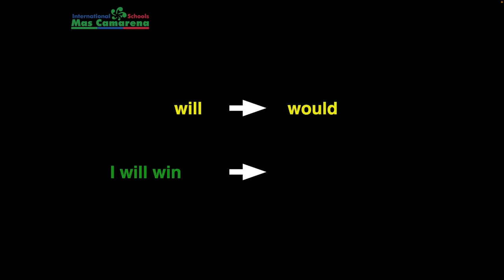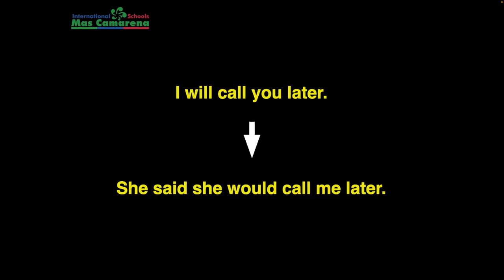Will becomes would. For example, "I will win" becomes "I would win." "I will call you later" becomes "she said she would call me later," or "he said he would call me later."